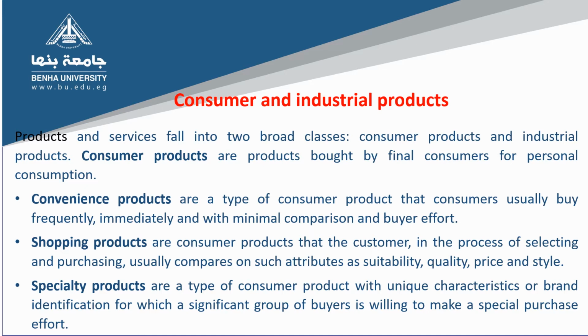Consumer and industrial products. Products and services fall into two broad classes, which are consumer products and industrial products. Consumer products are products bought by final consumers for personal consumption. And there are four types of consumer products. First, convenience products are a type of consumer product that consumers usually buy frequently, immediately, and with minimal comparison and buyer effort.